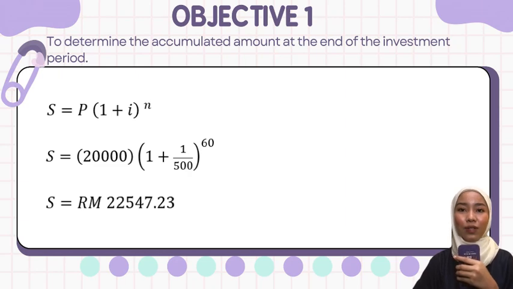Moving on to the first objective, to determine the accumulated amount at the end of the investment. To find S, we need to use the formula S equal to P in bracket 1 plus I to the power of N. S equal to 20,000 in bracket 1 plus 1 over 500 to the power of 60. S equal to 22,547 ringgit 23 cents.